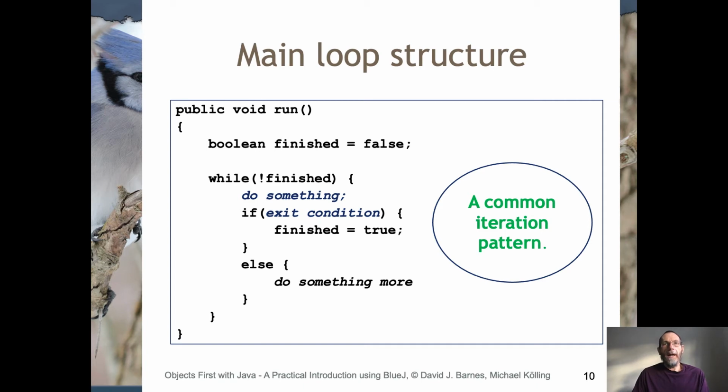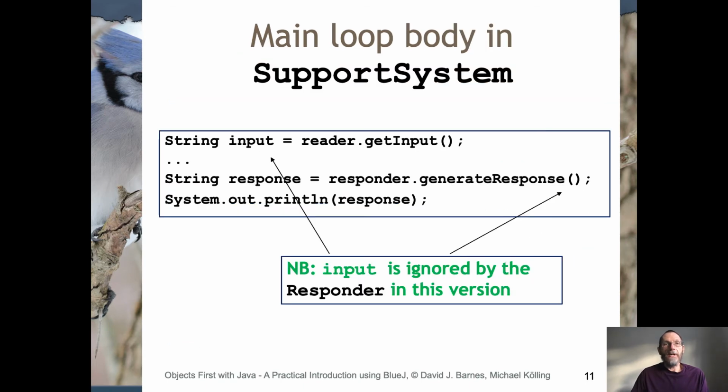So this is the pattern that we saw in the method in the support system, and the elements that we're carrying out inside the body of the loop are twofold. Firstly, we want to read some input from the user, and that's done via the reader instance. And then we want to generate a response and print the response.